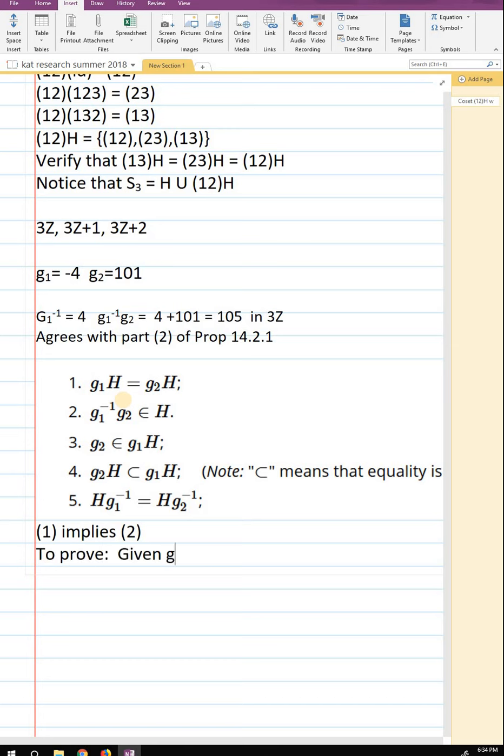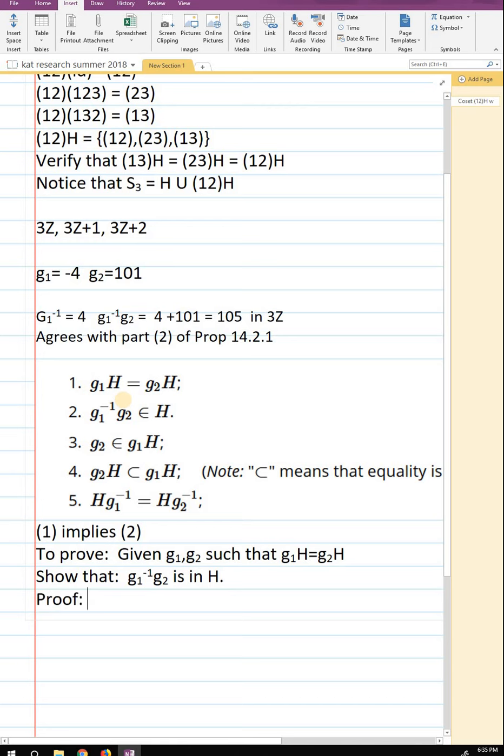Given G1, G2, such that G1H equals G2H, show that G2 is in H. Well, just write it down. In this case, it's pretty direct what you want to do. Oh, this is easy. All right. So it's a proof.